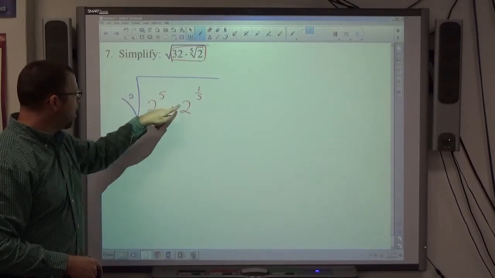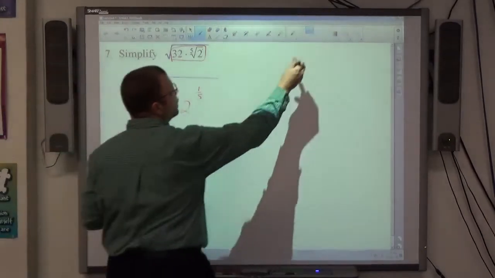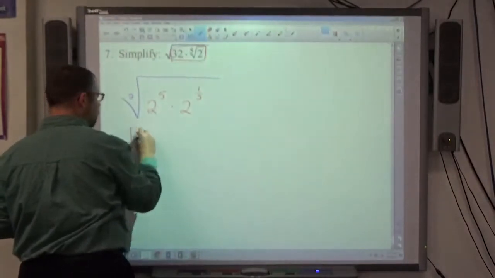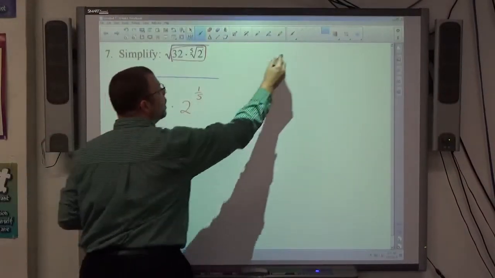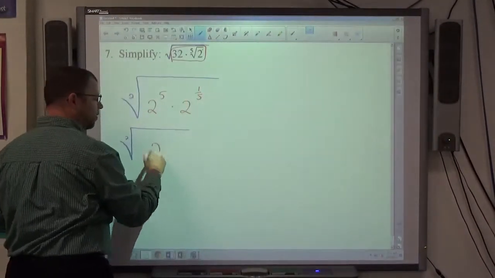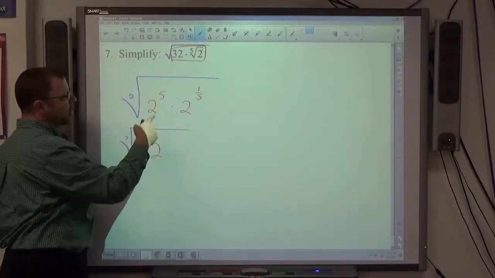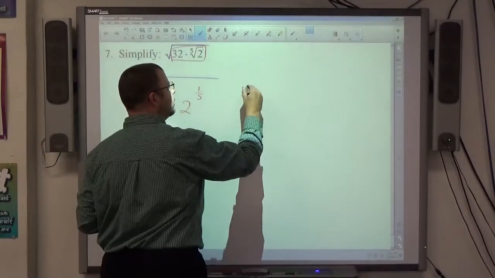But now we have 2 to a power times 2 to a power, so now we can legally multiply those 2's by adding the powers. So 2 stays 2, it doesn't change. The base stays what it is. We're going to add 5 to 1/5.